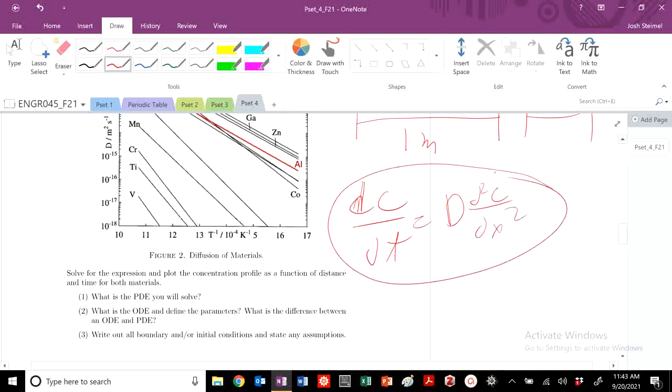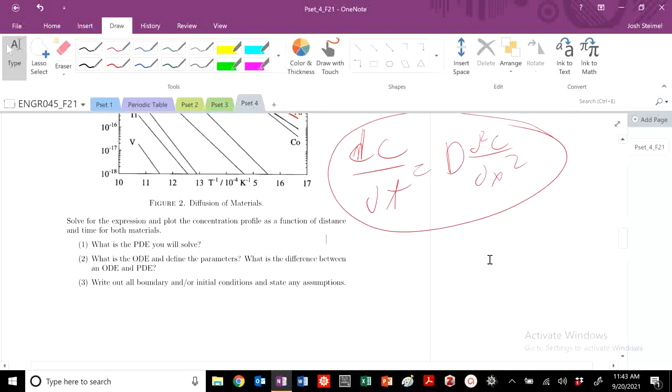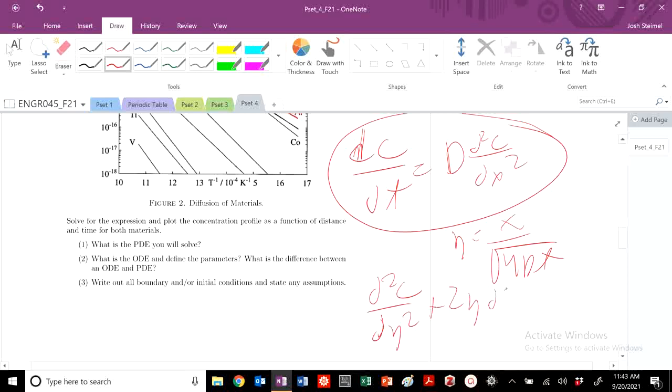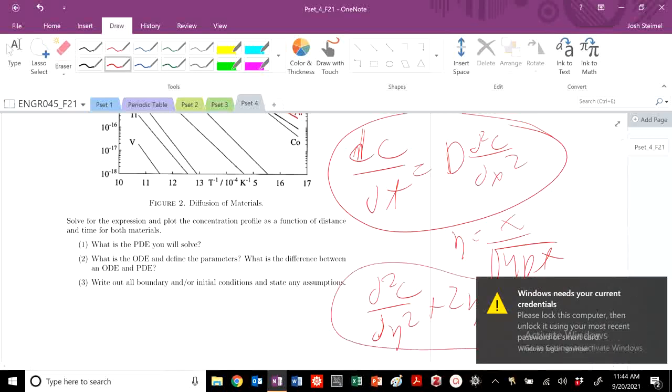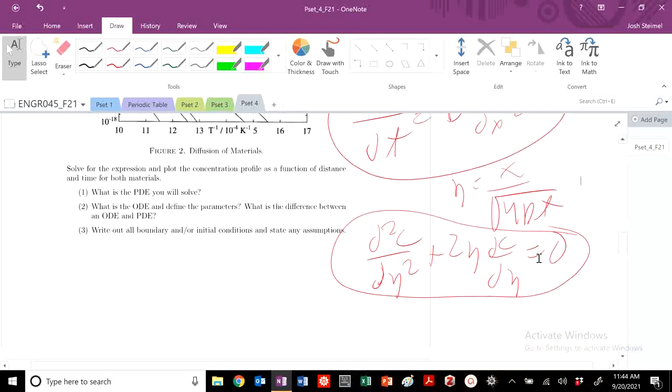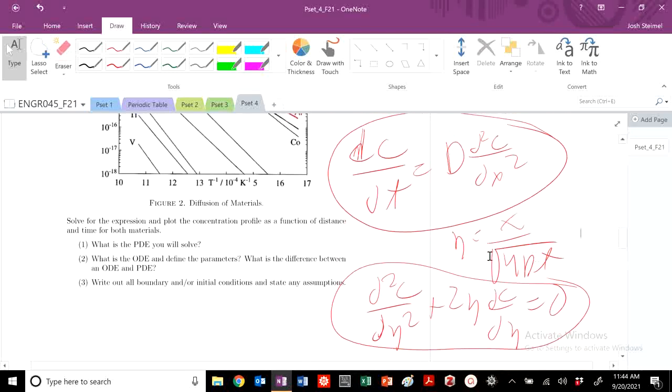But I don't want to solve PDEs. I want to solve ODEs. So I'm going to introduce my variable eta, x over the square root of 4Dt. And my new equation is going to be d squared c/d eta squared plus 2 eta dc/d eta equals 0. So I have my ODE now, an ordinary differential equation. So we've described the ODE, we've defined it, and gotten from the PDE.